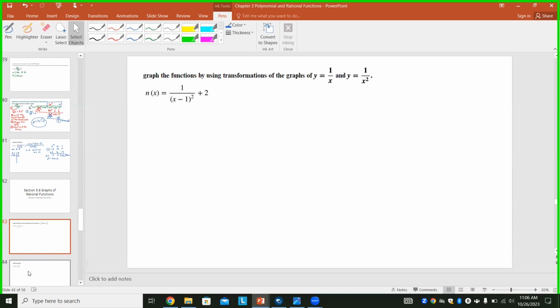All right, so here's our first question. We're going to talk about how to graph the functions by using the transformations of y equals 1 over x and y equals 1 over x squared. So I'll give you a chance to write this down.